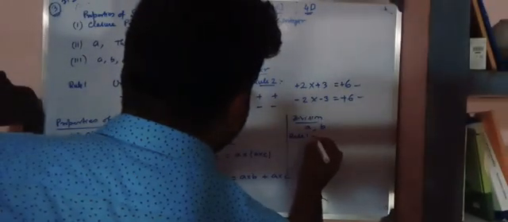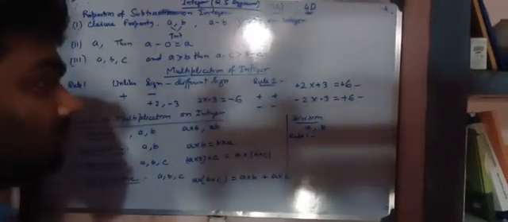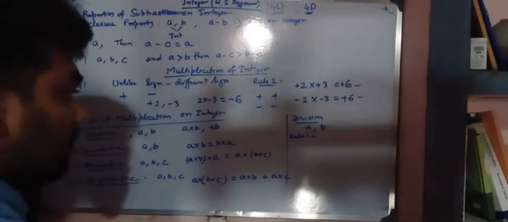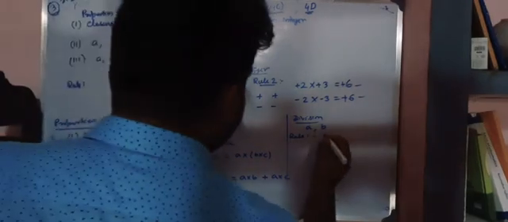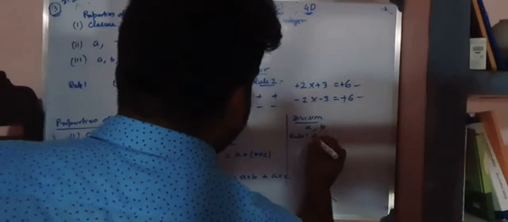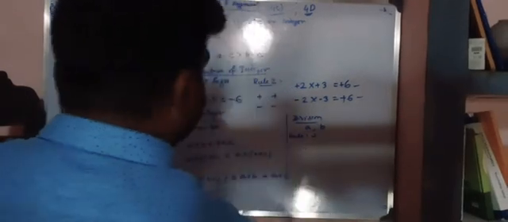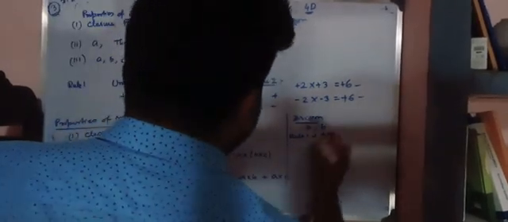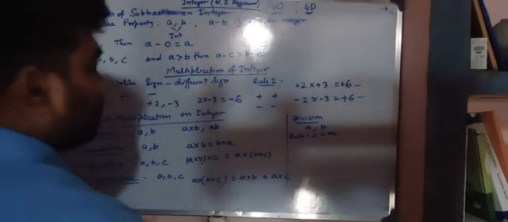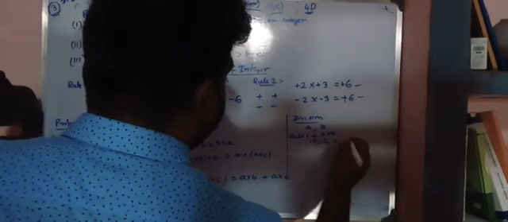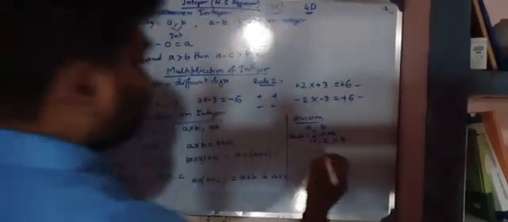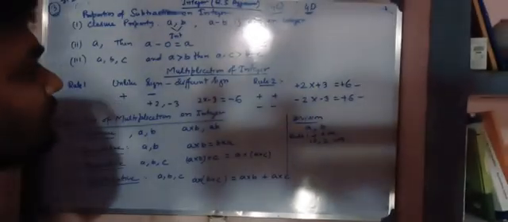Rule 1: if a and b have the same sign, then the answer, if we divide a by b, should come with a positive sign. Suppose we have plus 10 and 2, we have to divide 10 by 2. What comes? 10 divided by 2 is 5. So 5 we are getting here with a positive sign.